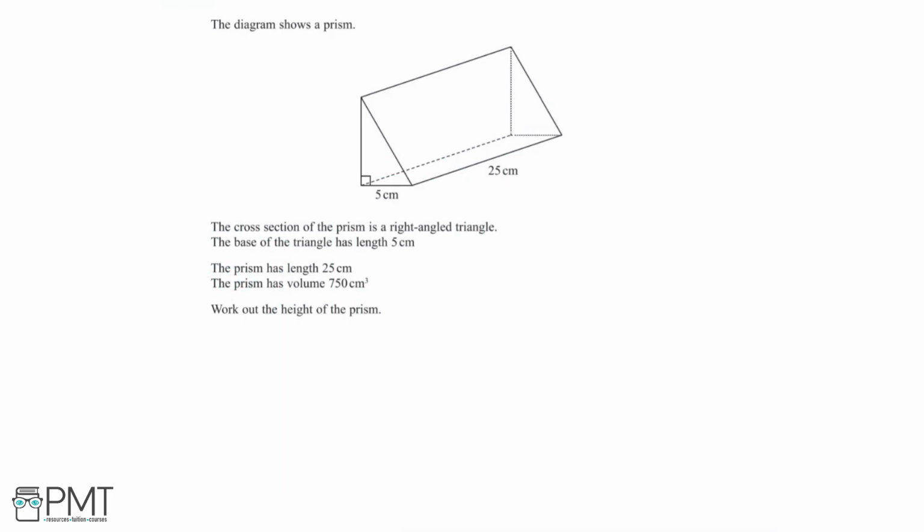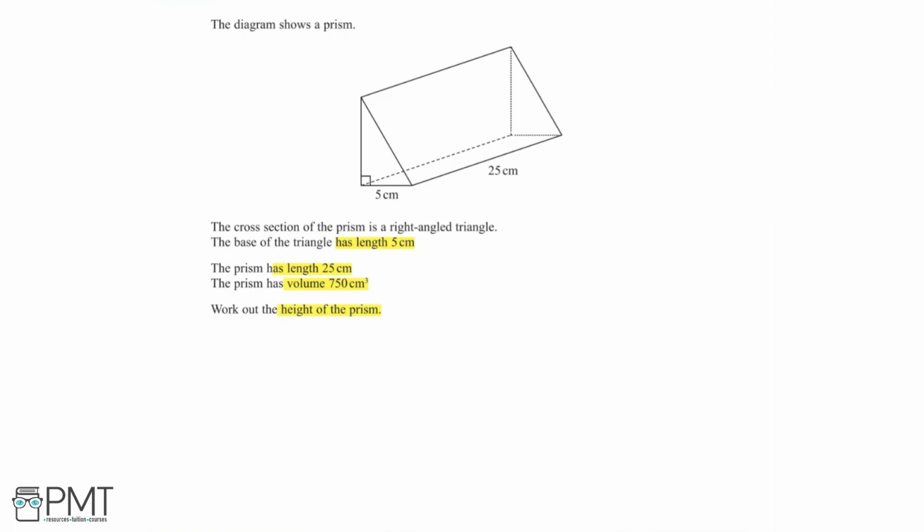In this question, we're given a diagram which shows a prism. The cross-section of the prism is a right-angled triangle, and the base of the triangle has a length of 5 centimeters. We're told that the prism has a length of 25 centimeters, and that the prism has a volume of 750 centimeters cubed. We need to work out the height of the prism.